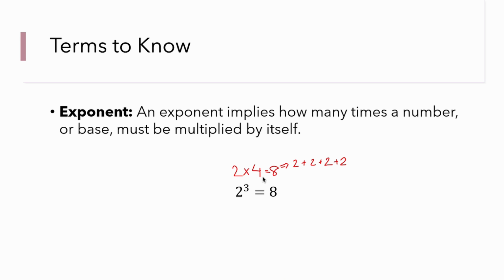Another way we can write this is 4 is being added to itself 2 times. So 4 plus 4. And if you add these up, you'll find that both of them equal 8. But with exponents, we don't have this commutative property. 2 to the power of 3 is not equal to 3 to the power of 2, or 3 squared.